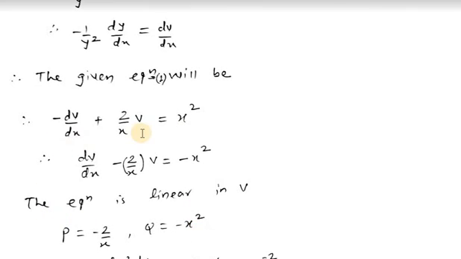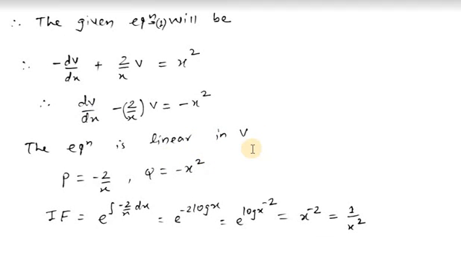Now multiply this equation by minus sign, so we have dv by dx minus 2 by x v equals minus x square. Now this is linear in v, so by comparison we have p equals minus 2 by x and q equals minus x square. So IF is e raised to integration p of x dx, and p of x is minus 2 by x dx.